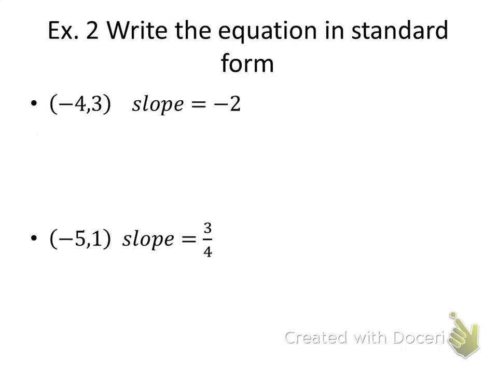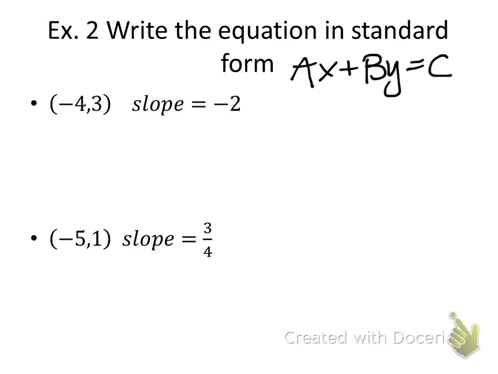Okay, so in example 2, what they want us to do is also write this equation in standard form, which is ax plus by equals c. Let's write that. But what they've given us is a point and a slope. Okay? They're saying, okay, hold on a second. There's no m in this problem. There's no b. How am I going to work this? Okay, this is very simple. This is all we got to do.